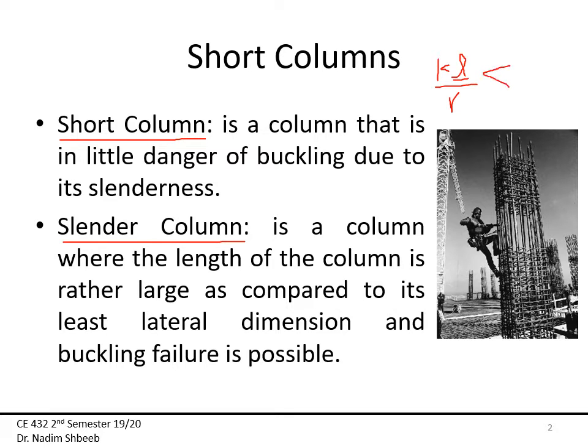Usually if that is less than 22 for a braced frame, or for frames with sidesway, then we have what we call a short column. Since we are only going to deal with short columns here, which means I don't have any dangers of buckling failure, you don't need to worry about this ratio because you will take that in RC2.